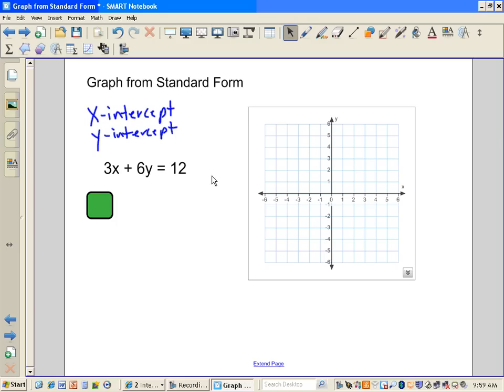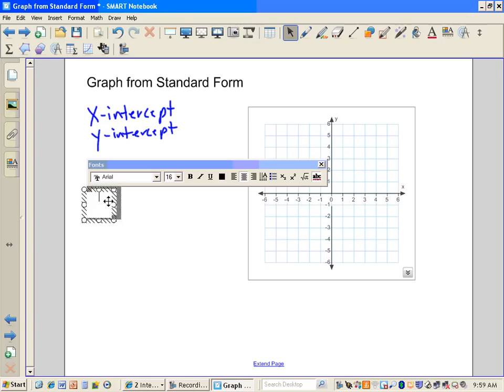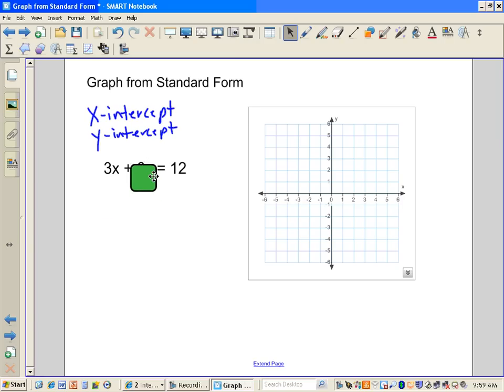Because if I have the x-intercept, I'm along this line, then the y value is 0. So I'm going to just cover up the y value totally. And so what you have left is just the x part. Well, 3x is equal to 12. What is x equal then? If I divide by 3 on both sides, x is equal to 4. So my x-intercept is when x is 4 and y is 0.